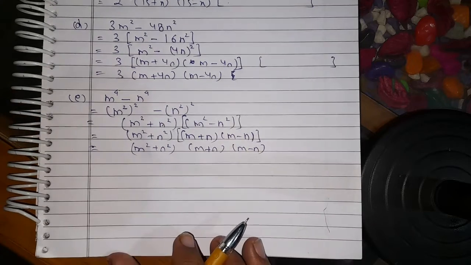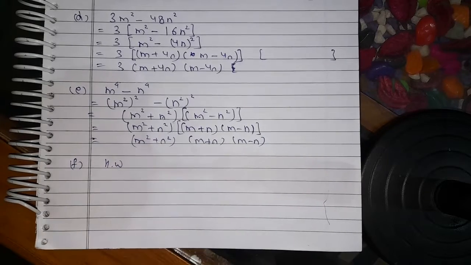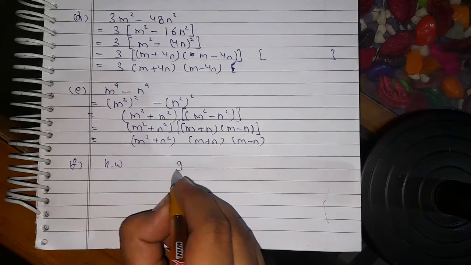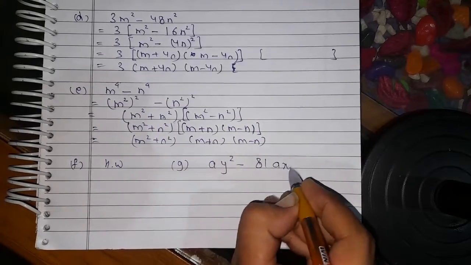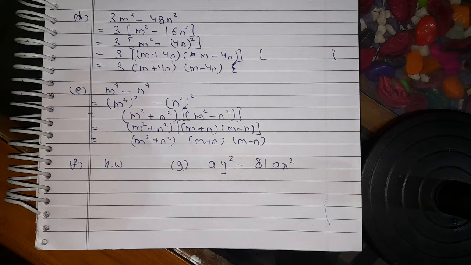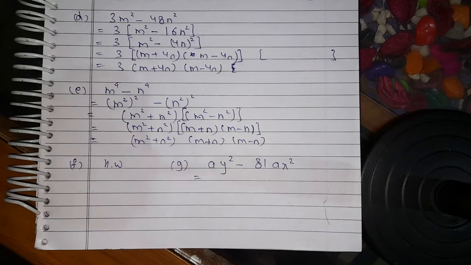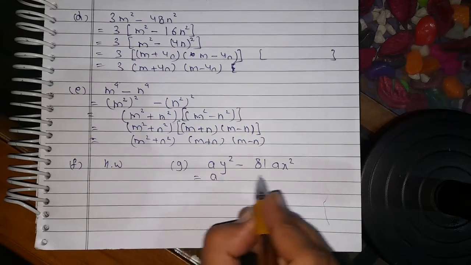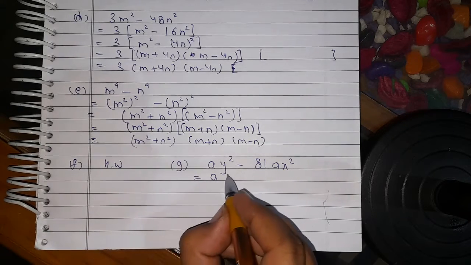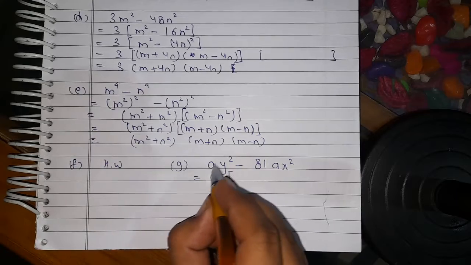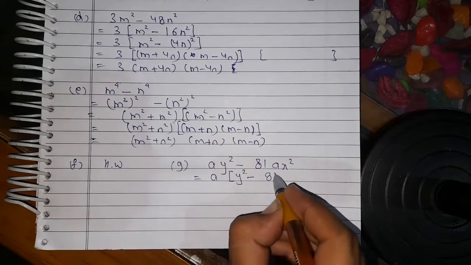F part is homework. F part is very similar. It is your homework. Now G part: a y square minus 81 a x square. So here we clearly see that both terms contain a, so we can take a as common, and in the bracket only y square is left, minus 81 x square.